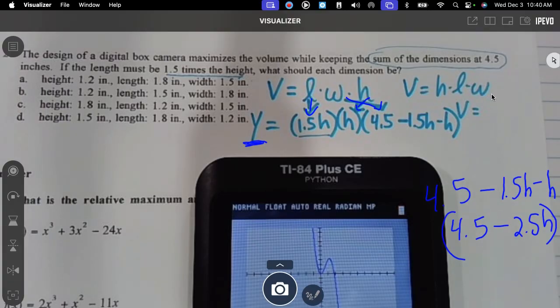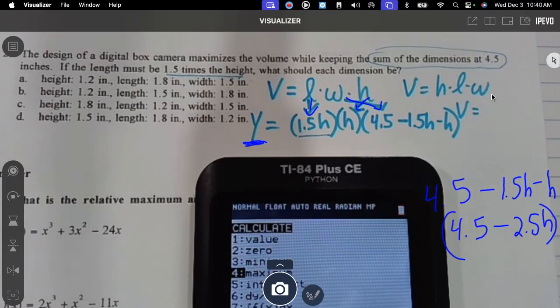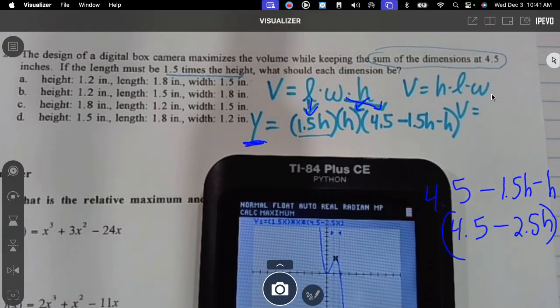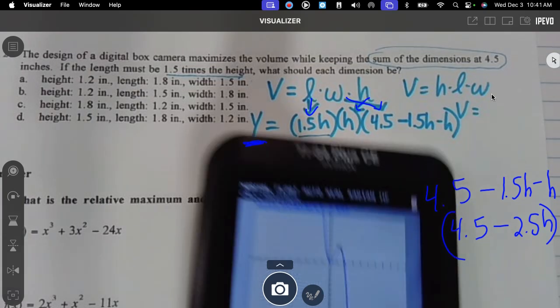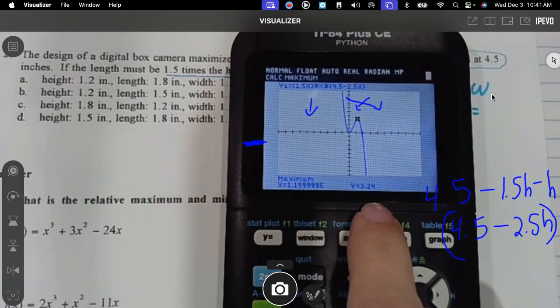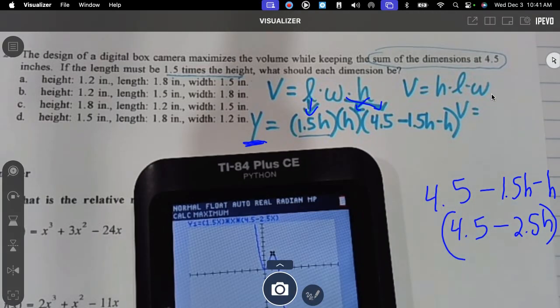Okay. So what word is in here that's important? Like I got this whole graph. What word maximizes? We're going to find the max. So if I go to second trace, find the max, which is right here. Left, right, back. Okay, and what is it? Can't see it. Oh, you can't see that. Sorry. My y value is 3.24.